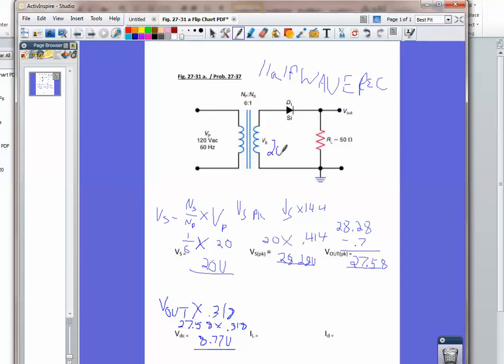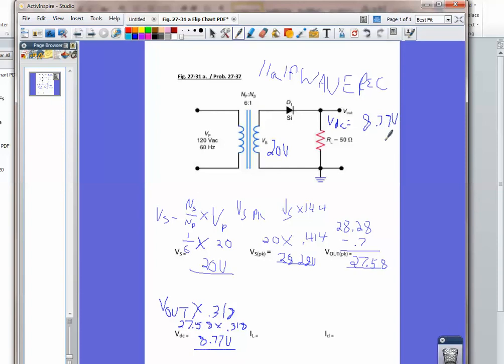So basically, if we put in 120 volts AC, we step it down at a 6:1 ratio. That gives us 20 volts on this side. And we have to eliminate what the diode is taking out. So once we calculate our V peak, that leaves about 27.58 volts. But we have to understand that now we're talking about a DC equivalent and no longer AC, since it's been rectified. So the voltage DC, which is actually going across this resistor, is 8.77 volts.